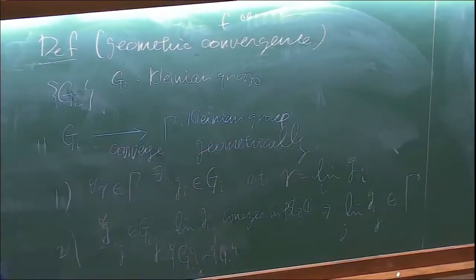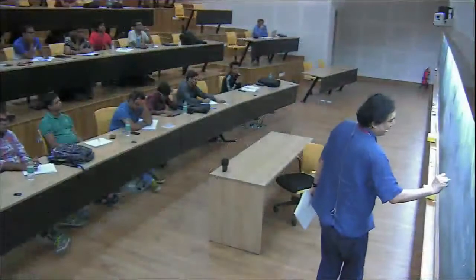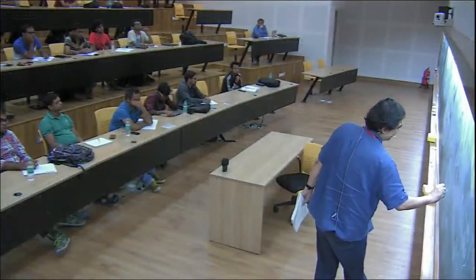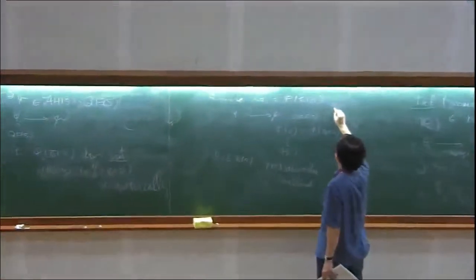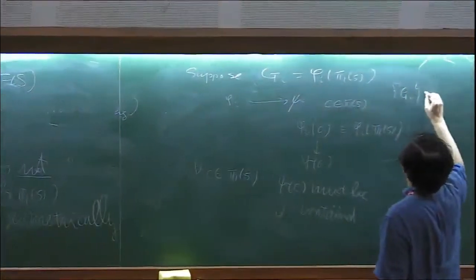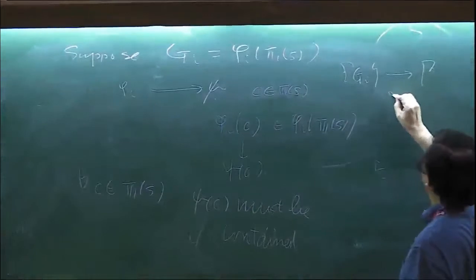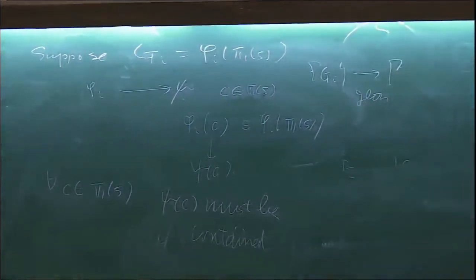So that means for any C in the pi 1 of S, psi C must be contained in the geometric limit. If you have a geometric limit of this sequence, suppose G_i converges geometrically to gamma. Well, in general, there's a compactness of the Gromov convergence, which says that if you take a subsequence, you always have a geometric limit.